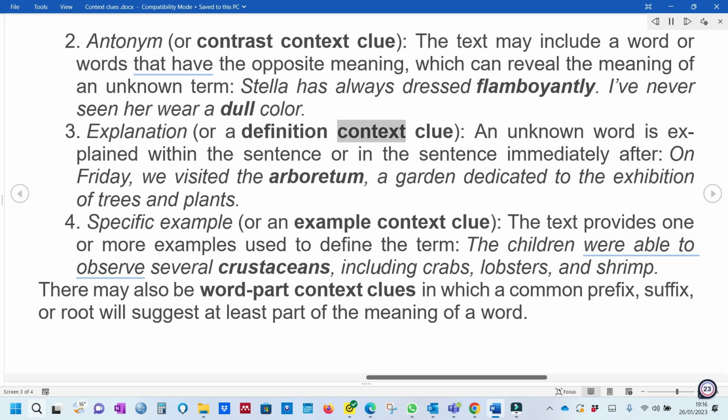Explanation, or a definition context clue. An unknown word is explained within the sentence or in the sentence immediately after. On Friday, we visited the Arboretum, a garden dedicated to the exhibition of trees and plants.